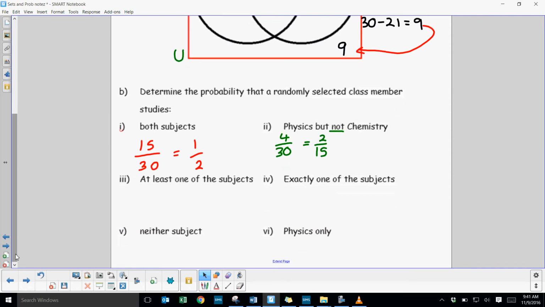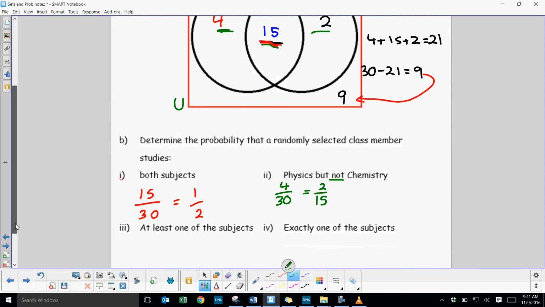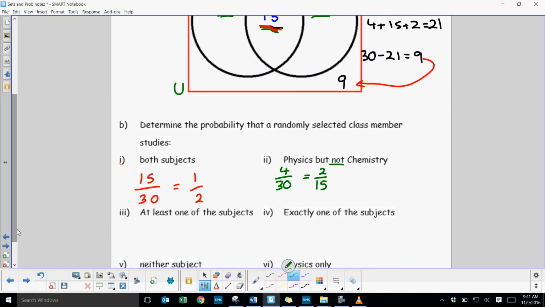So interestingly, at least one of these subjects. At least one of these subjects refers to the union, meaning any of these, this or this. So at least one of the subjects, you'd start by adding them up. 4, I think you did that already actually, plus 15 plus 2 equals 21. So the probability will be 21 out of 30. And they can both be divided by 3. So that's 7 out of 10 is your probability.